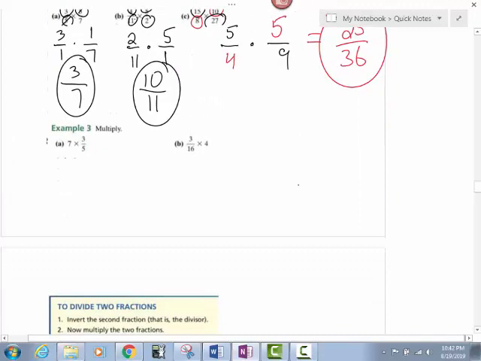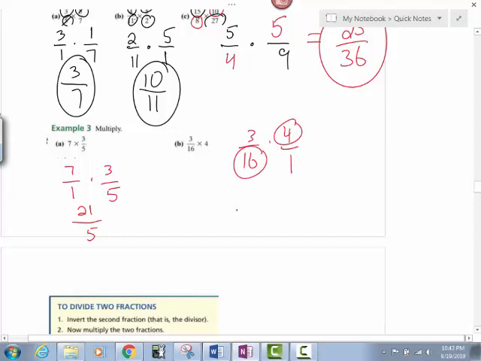Let's go ahead and do the same thing here on the next one. First, I'm going to think of that 7 as 7 over 1 times 3 over 5. 7 won't reduce with 1 or 5, and 3 won't reduce with 1 or 5. So I'm going to multiply straight across. That gives me 21 over 5. For the next one, I'll think of this as 3 over 16 times 4 over 1. Now, those numbers, we can divide them both by 4. So 4 goes into 16 4 times. 4 goes into 4 once. And multiplying straight across, we just get 3/4. Okay.